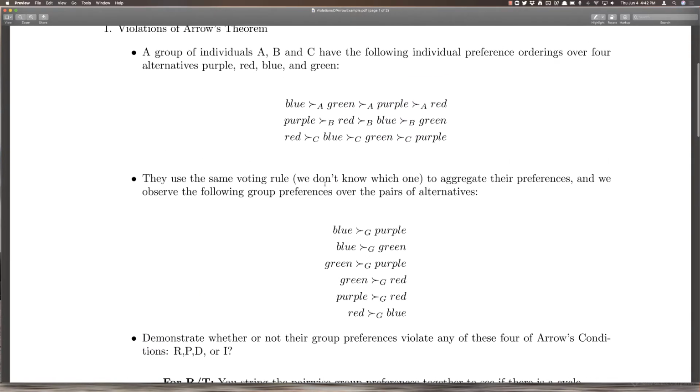So we come up here and, notice, these are all the pairings. So I'm just going to check them one at a time. So does everyone prefer blue to purple?